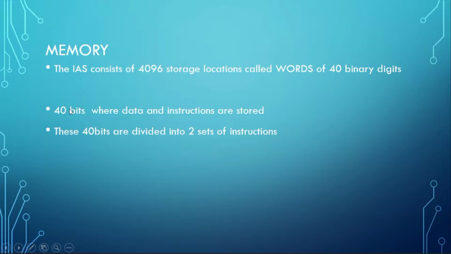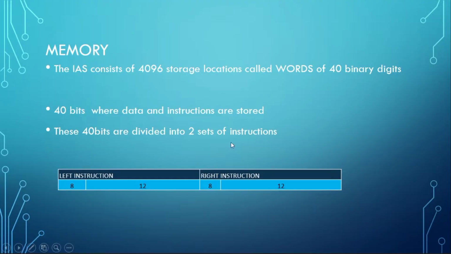Binary digits are also known as bits. So if you ever see bits, binary digits, it means the same thing. And each word has got 40 bits where data and instructions are stored. These 40 bits are divided into two sets of instructions. So meaning we've got two sets of instructions, and we have the left instruction and the right instruction.